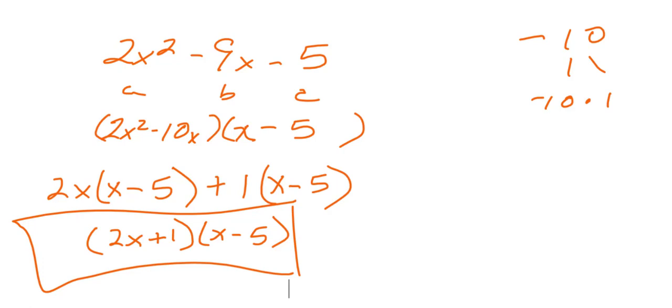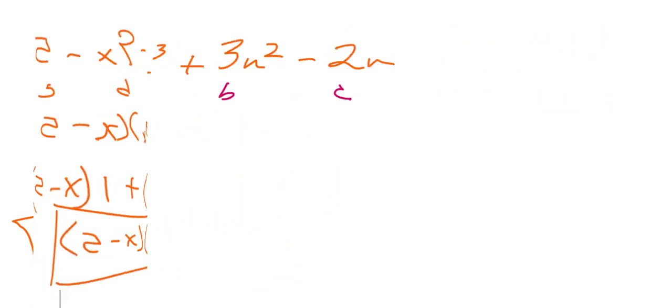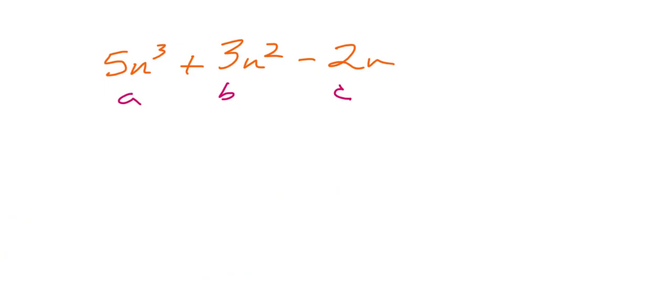You know what? Actually, let me throw one more in. Here we go. Now, you might see this one somewhere. This is something that's common. Once we start getting to something a little bit more advanced, we're still going to use the same process, so don't worry. We're going to take our 5 times the negative 2, and we're going to get negative 10.